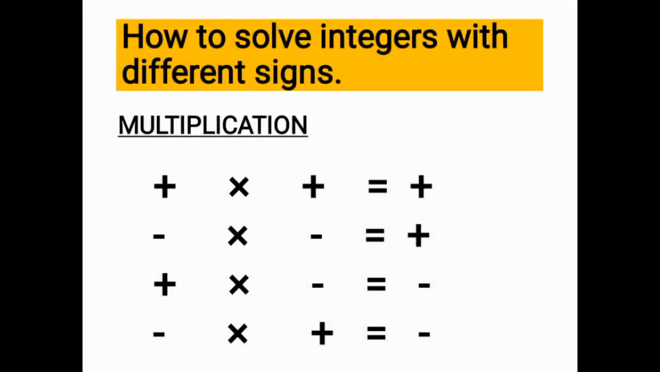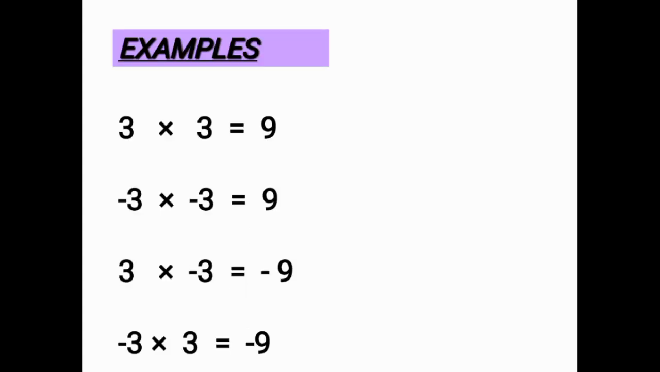Before we learn how to subtract integers with different signs, let's learn how to multiply integers with different signs. Whenever you have to multiply two integers with the same sign, the answer will always be positive. And whenever you have to multiply two integers with different signs, the answer will always be negative. So here, 3 times 3 equals 9, minus 3 times minus 3 equals 9 and 3 times minus 3 equals minus 9.